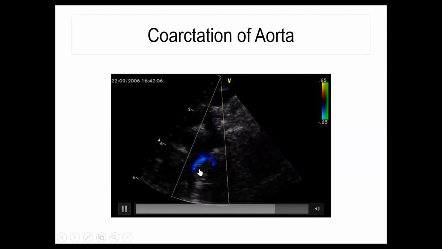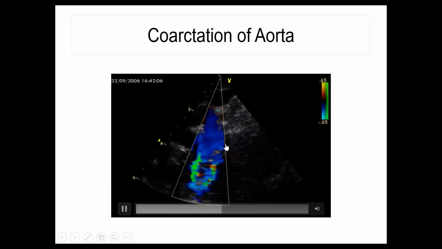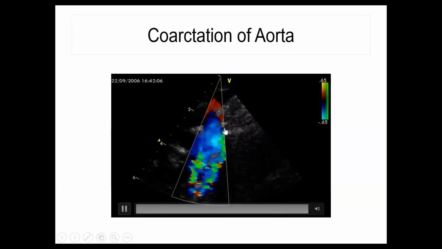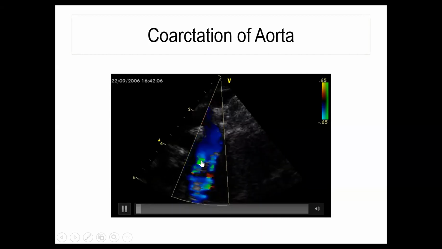Correct? So when you see a suprasternal window, you'll be able to see the coarct by the presence of a turbulence distal to the left subclavian artery. Here is the left subclavian artery. So distal to the left subclavian artery, there is a turbulence which is present, and this is known as coarctation.